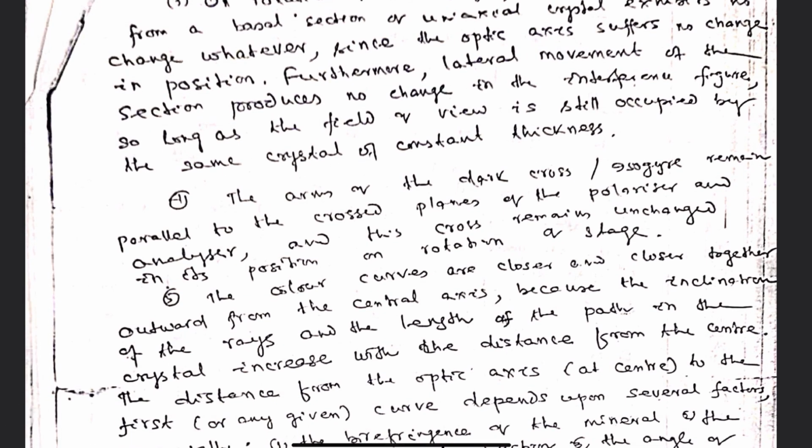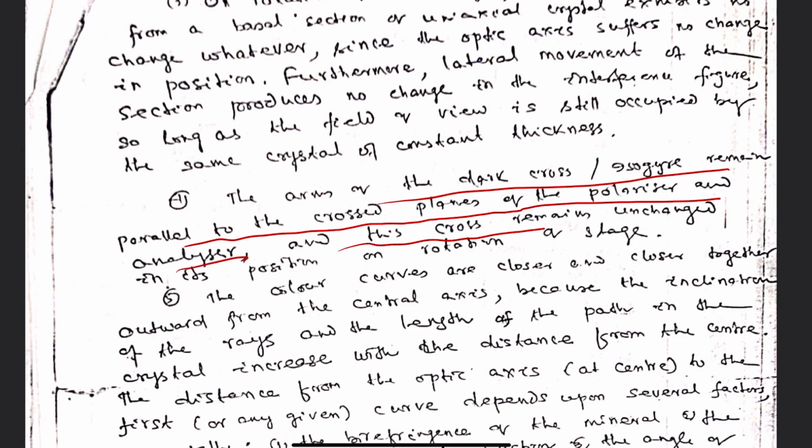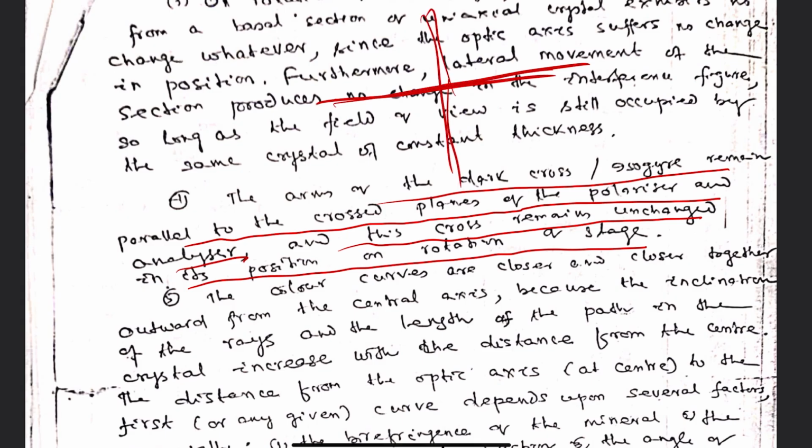The arms of the dark cross or isogyre remain parallel to the crossed planes of the polarizer and analyzer, and this cross remains unchanged in its position on rotation of the stage. So the arms of the isogyre remain fixed because the vibration direction of the mineral section remains the same and it is not changing. That's why the arm will not change. This position will not change. The rings will not change.